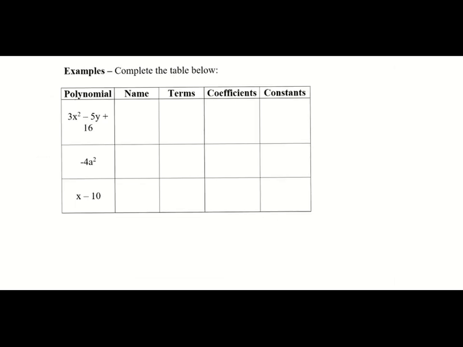So here we're just going to look at some polynomials, see if we can name them, look at the different terms, what are the coefficients, what are the constants. So really looking at all those vocabulary terms and all of those parts. So this one, it kind of got smushed a little bit in there, but the polynomial is 3x squared minus 5y plus 16. So if we look at this, I have 1, 2, 3 terms. So because I have 3 terms, it is a trinomial.